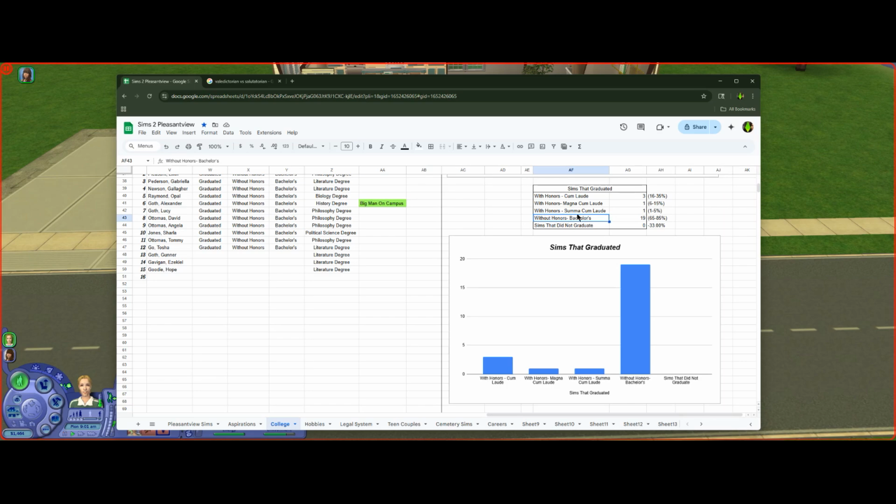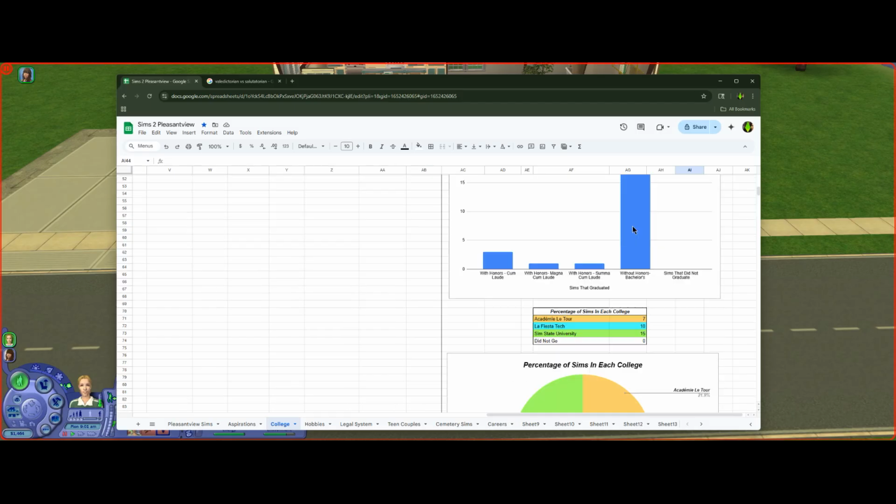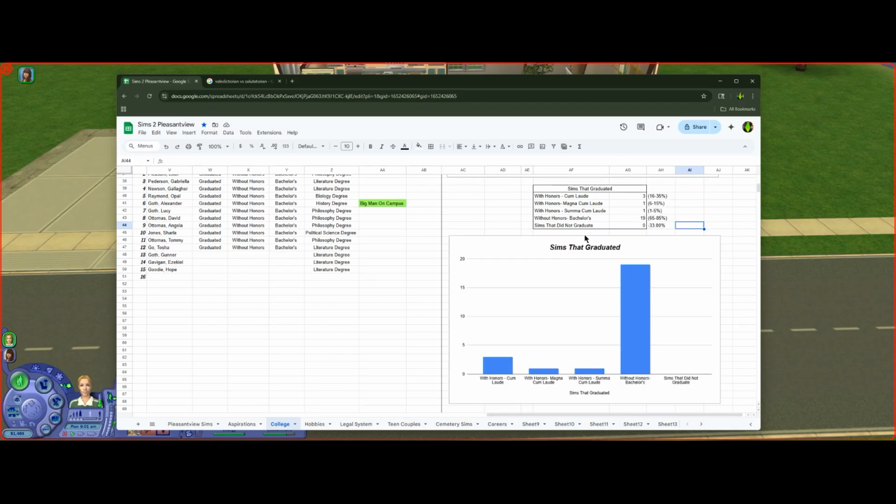Sims that graduated without honors, just a bachelor's, it would be 65 to 85%. So it's very common. That's why I'm assuming this is going to go up very high. Sims that did not graduate, zero. Normally, you would have 33% not graduating or dropping out or getting expelled or whatever. But so far, I have zero, and I don't know if I'm ever going to have Sims that don't graduate unless they just don't do anything for their degree. I don't know, but anywho, that's that, and I just thought it was so interesting to put this on the board as well.